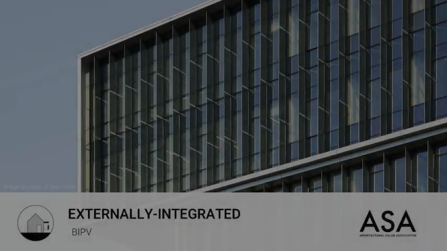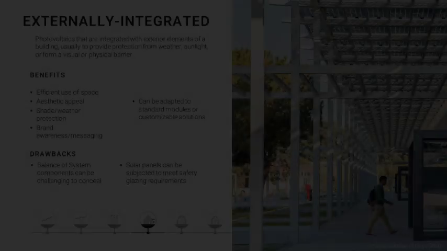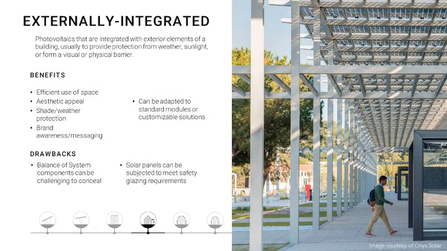Externally integrated solar solutions are the least integrated BIPV solution on the architectural solar continuum. They are photovoltaics that are integrated within exterior elements of a building and usually provide protection from weather, sunlight, or form a visual or physical barrier. These solutions sit at a high value point within the continuum because they are somewhat decoupled from the envelope, which reduces their complexity relative to more integrated BIPV, yet they still have a clear multifunctional benefit. From an energy perspective, these applications can have a substantial impact on net zero goals.